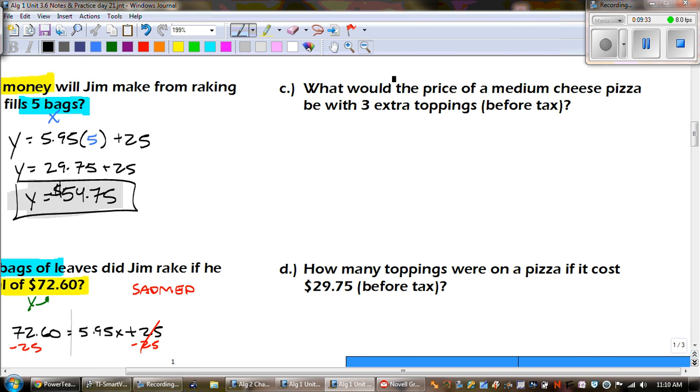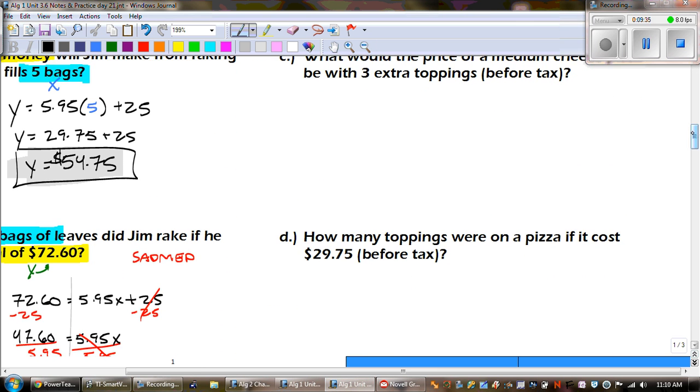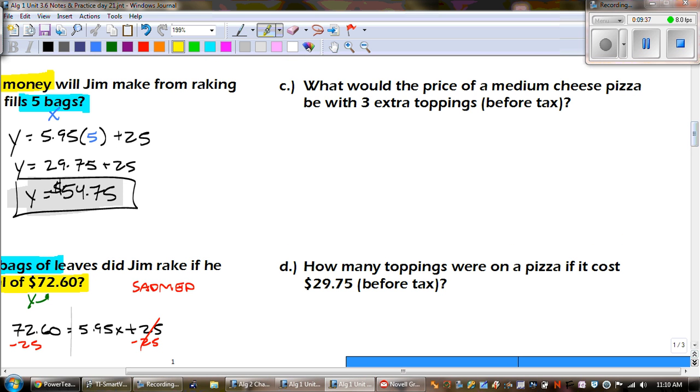So C and D, I'm going to let you do both of those on your own, okay? Just make sure, it says what would the price be with 3 toppings, and we said the toppings were the X, good. And then the other one was how many toppings? The cost of the pizza was $29.75, and there they're talking about the Y. Okay? So go ahead and pause the video and do C and D all on your own. Good luck.